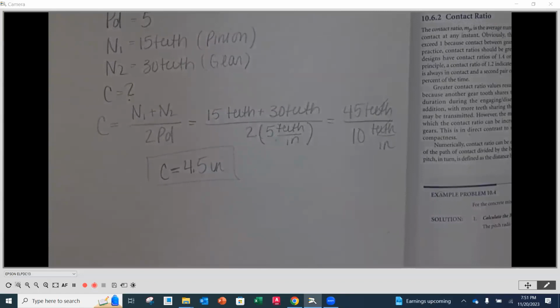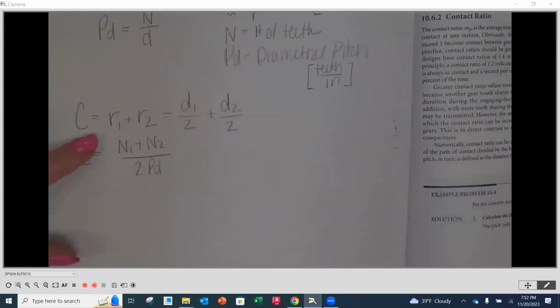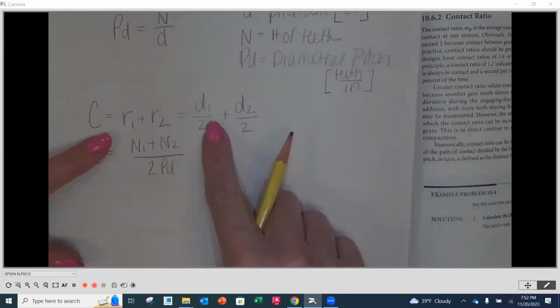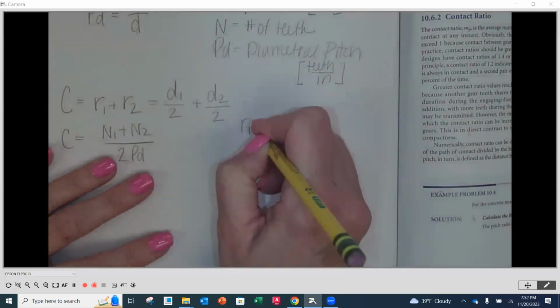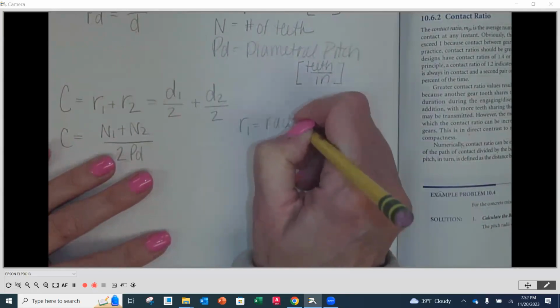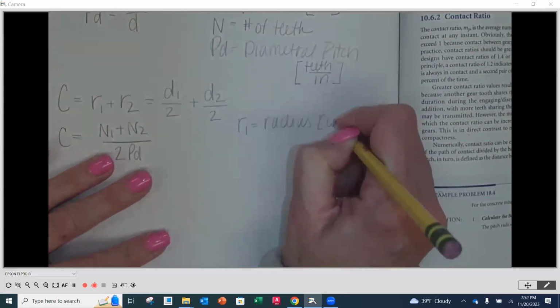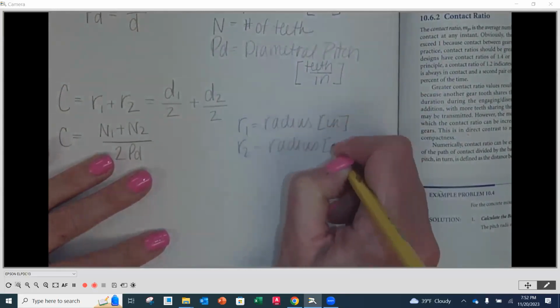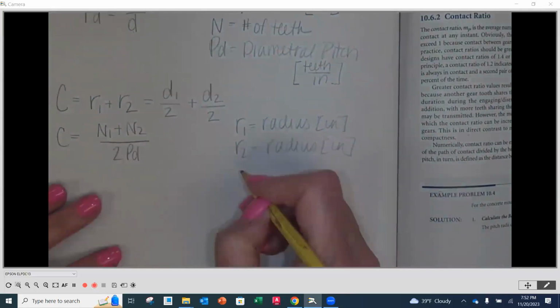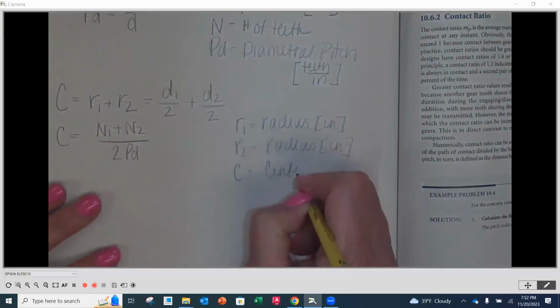What was R? R was just the radius of the pitch diameters. Yep. So notice that it expands out to pitch diameter divided by 2 and pitch diameter divided by 2. I could put those on the side here. R1 is the radius, in inches. R2 is also a radius in inches. And C is center distance.